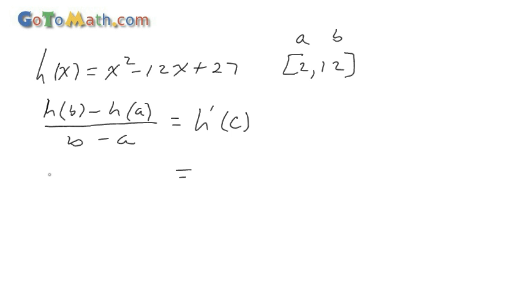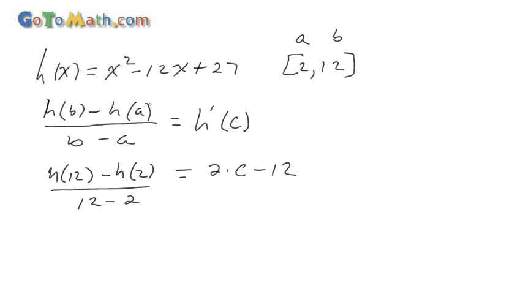So there's our equation that we need to actually set up. That's going to be h of 12 minus h of 2, all over 12 minus 2. And then I'm going to go ahead and just take the derivative and plug C into it. Now that's the derivative of this guy up here, okay? Alright, so I'm going to pause the video, work this out, try to save some time, and you pause the video and work it out.